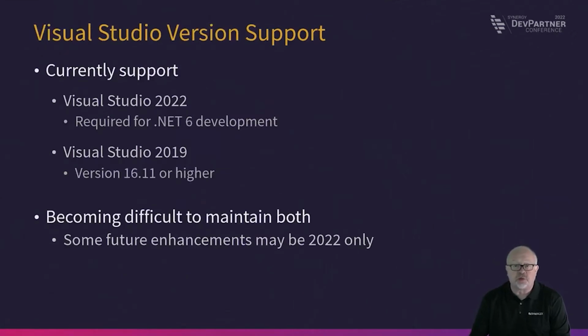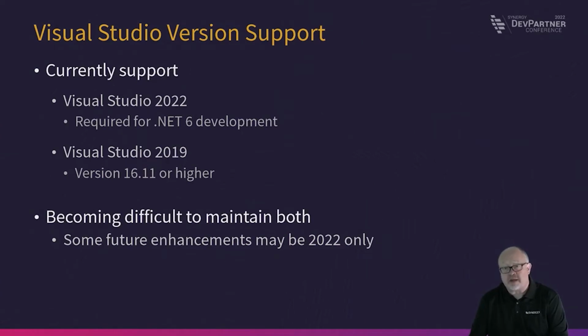Regarding the versions of Visual Studio that we support, our primary focus is on Visual Studio 2022, which, by the way, is required for any and all .NET 6 development. And as is our policy, we still do support the previous major version of Visual Studio. At the current time, that's Visual Studio 2019. But we do require a minimum version of 16.11 of that product. By the way, that minimum requirement did increase recently. Until recently, it was 16.9.